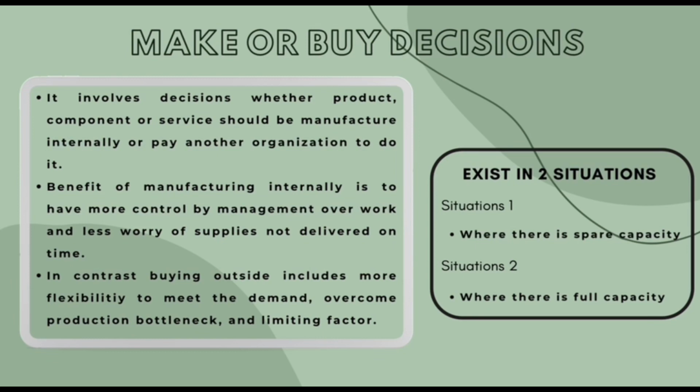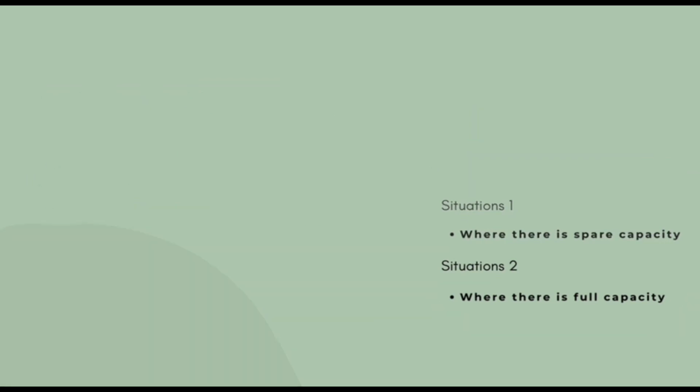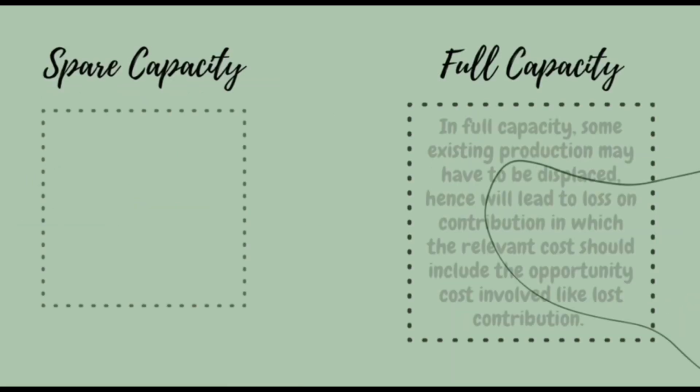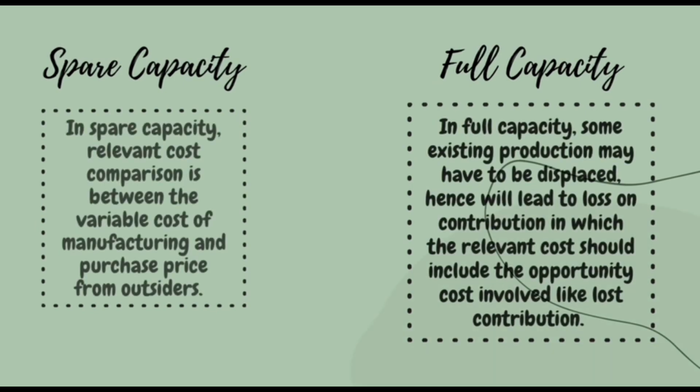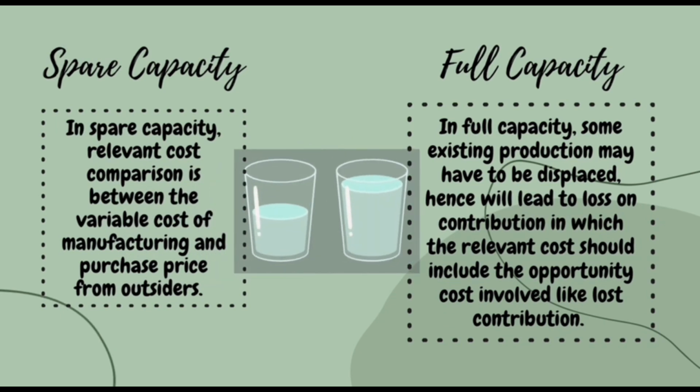Make or buy decision exists in two situations. Situation first, where there is spare capacity, and situation two, where there is full capacity. In spare capacity, relevant cost comparison is between the variable cost of manufacturing and purchase price from outsiders. And for full capacity, some existing production may have to be displaced, hence will lead to loss on contribution, in which the relevant cost should include the opportunity cost involved like loss contribution.